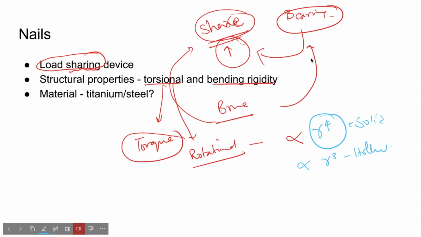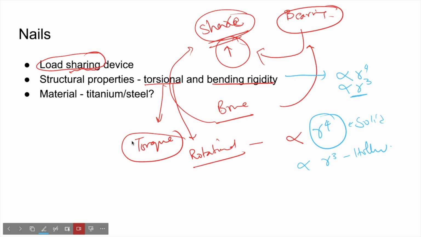Next, coming to the bending rigidity. Bending rigidity is again the force required for the nail to bend. It is also directly proportional to the fourth power of the radius of a solid nail. And in the case of a hollow nail, again it is directly proportional to the third power of the radius of the hollow nail, right?